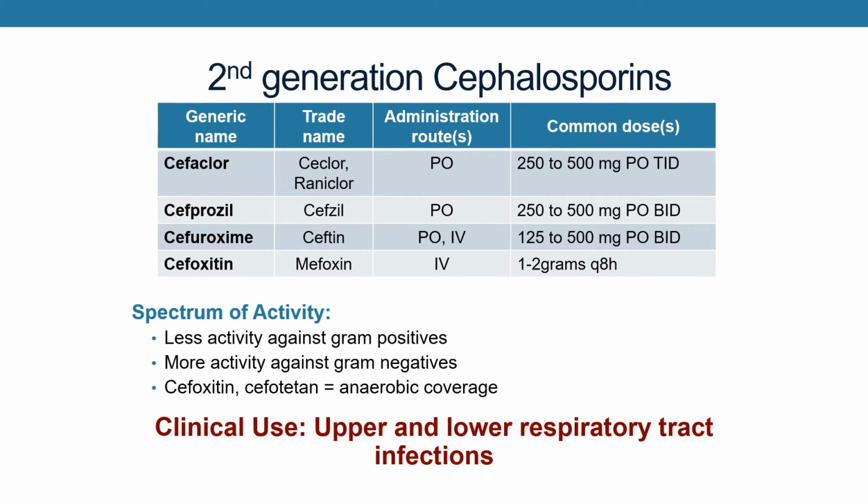Next up, we have our second generation cephalosporins, which have less activity against gram-positives, but more activity against gram-negatives when compared to the first generation cephalosporins. And some of these differences are second generations cover strep pneumonia well, E. coli, and Haemophilus influenzae. And because of this, they are typically used for upper and lower respiratory tract infections. And something else interesting about this class is they actually have 2 cephalosporins that have anaerobic coverage, and these drugs are cefoxitin and cefotetan.